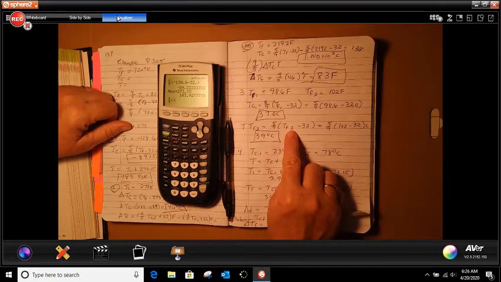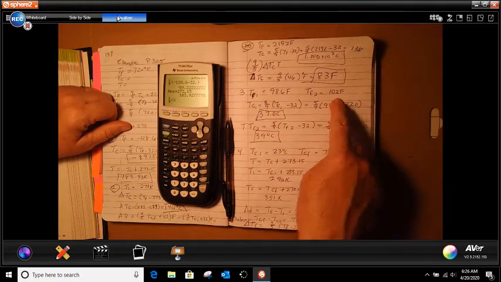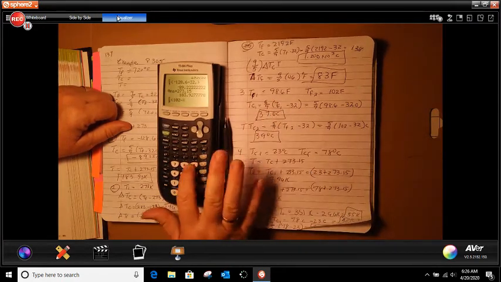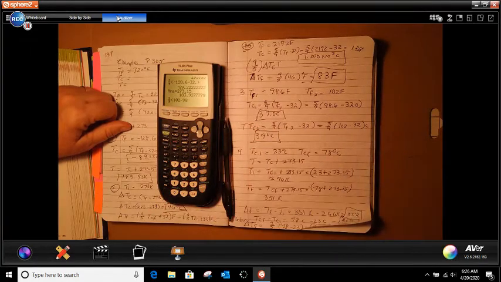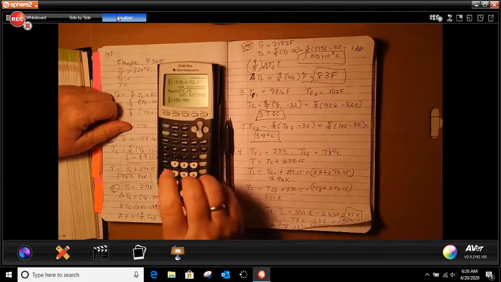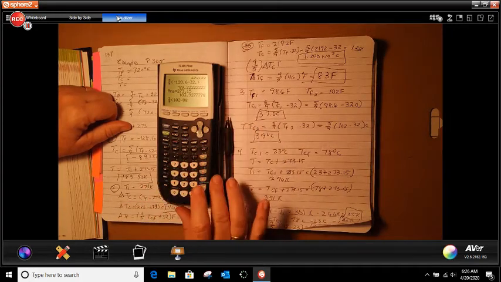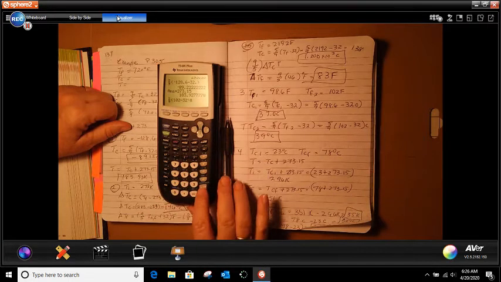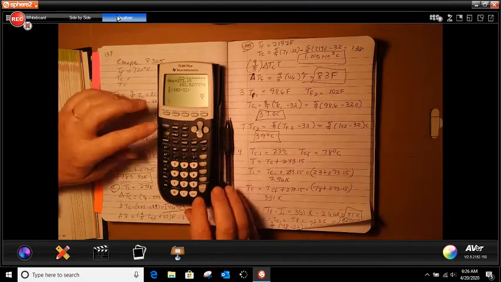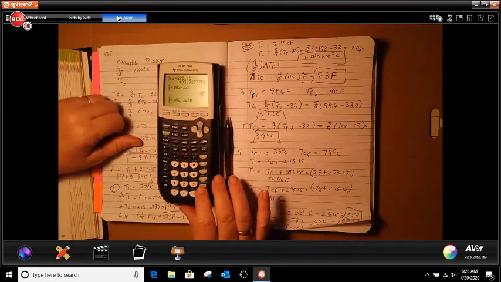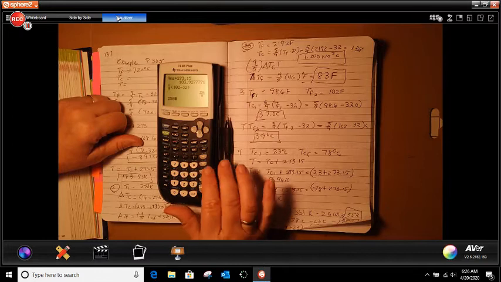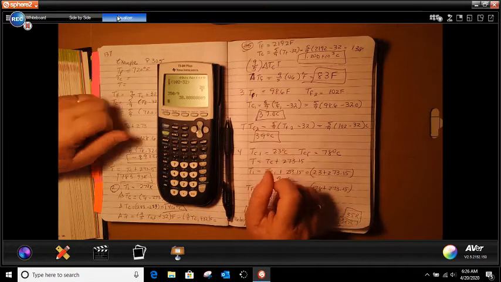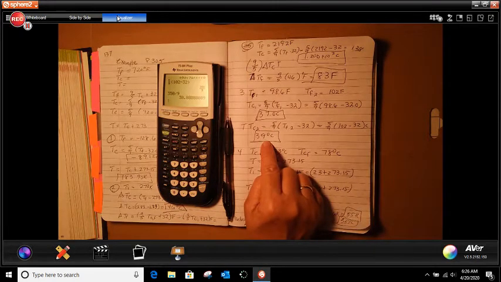We're going to do our 102, which is our final temperature, and we're going to subtract our initial temperature, which is 98, which is 32, to get our Celsius. Close bracket, and that is going to give me an answer. And then I'm going to do 350 divided by 9. It gives me 38.88, which I rounded up to 39.